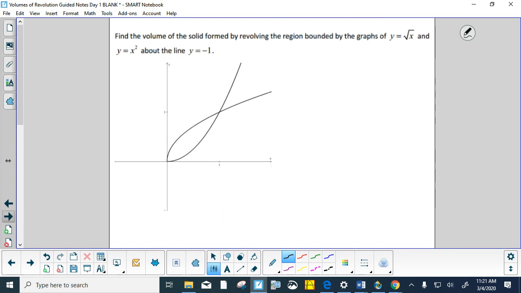We're revolving now around the line. We're going to take the same area and revolve it about the line y equals -1. There it is. y equals -1. That's our axis of revolution. And is this a disc or a washer? Yes, it's a huge washer. You're right. It's a washer.